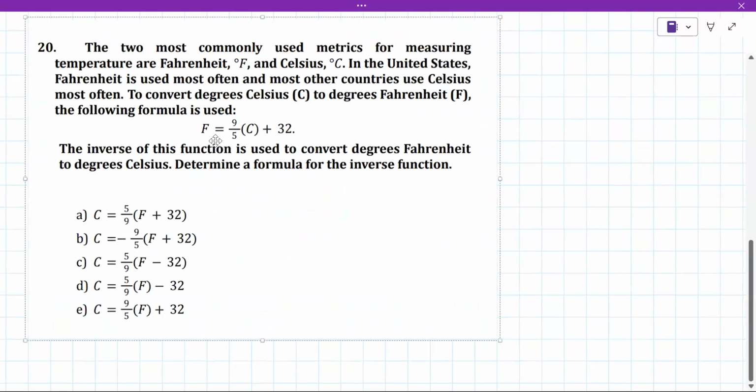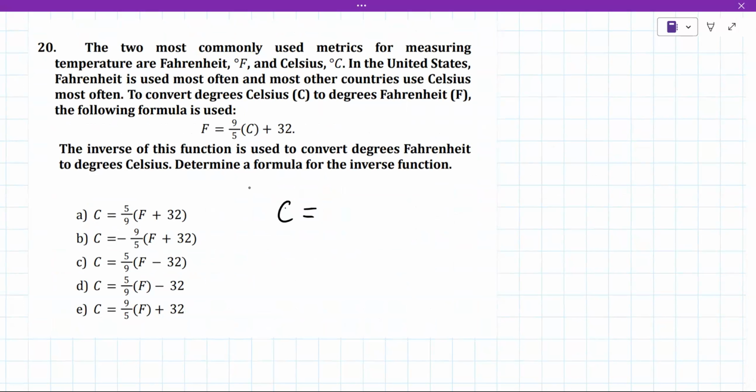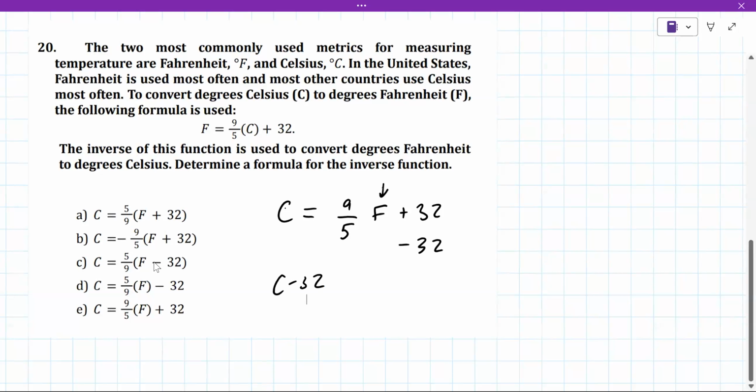So it says the inverse of this function is used to convert degrees Fahrenheit to degrees Celsius. Determine the formula for the inverse function. Okay, so you have to switch C and F in the original, you just switch the variables, and then you solve for the one that's nested inside. So to do that, you subtract 32. You get C minus 32. That tells you right away that it's letter C here. But we'll keep going on that.